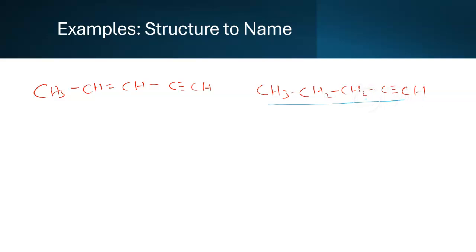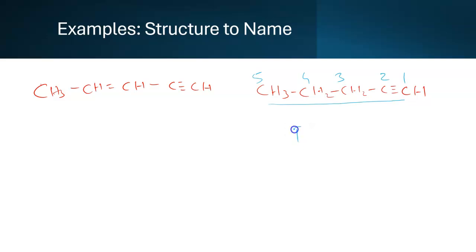Now start the numbering. For numbering, find out the functional group where it is located. In this case, there is an alkyne functional group which is present. 1, 2, 3, 4, 5. We have selected the longest chain and numbered it. Now the number of carbons is 5. It means that it is a chain of pentane, the parent chain of pentane.